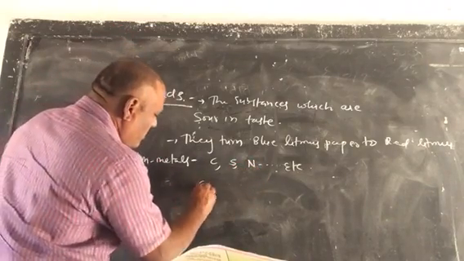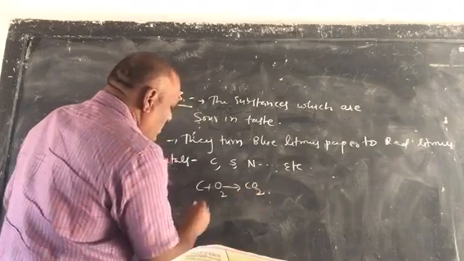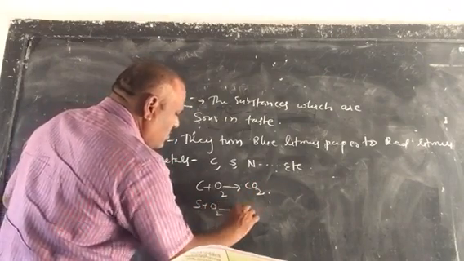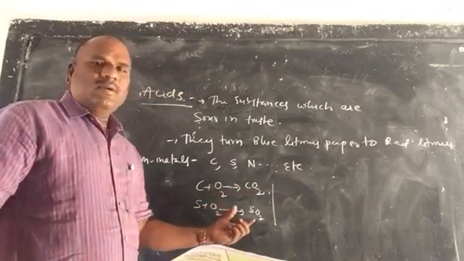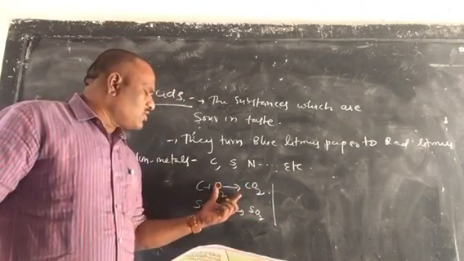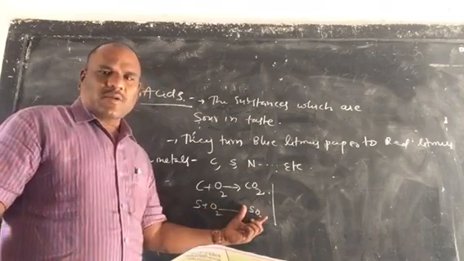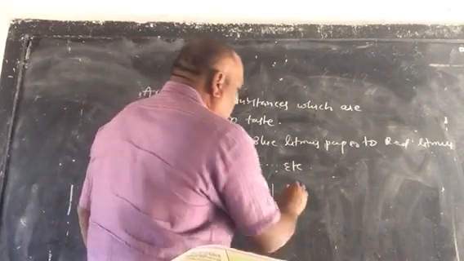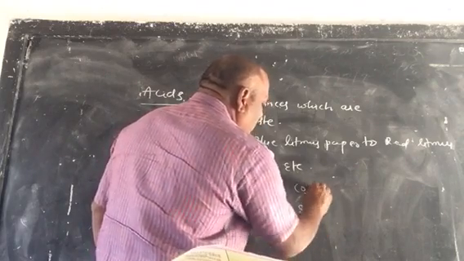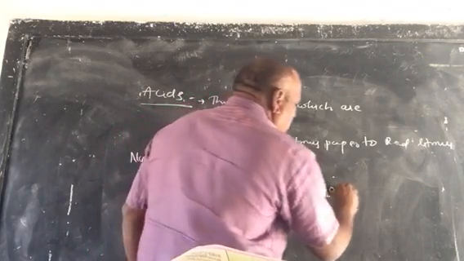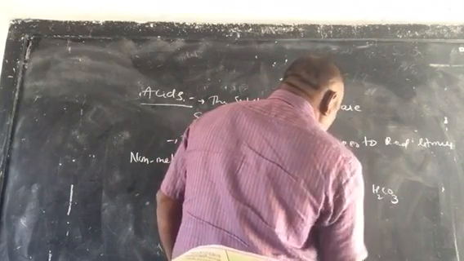For example, see carbon plus oxygen gives rise to carbon dioxide, and sulfur plus oxygen gives rise to sulfur dioxide. Just two examples I am giving, children. When these non-metallic oxides, carbon dioxide and sulfur dioxide, dissolve in water, they produce their respective acids.